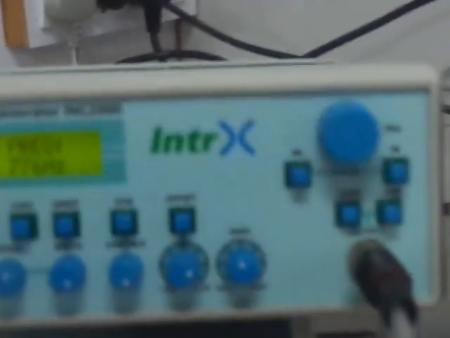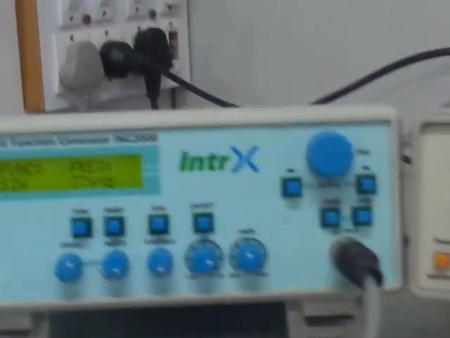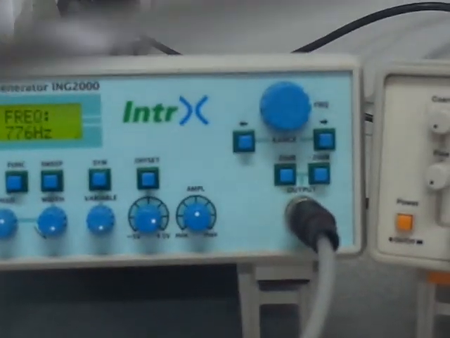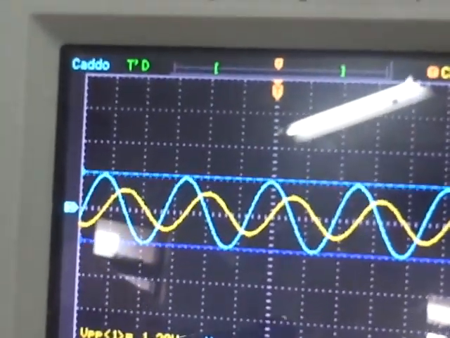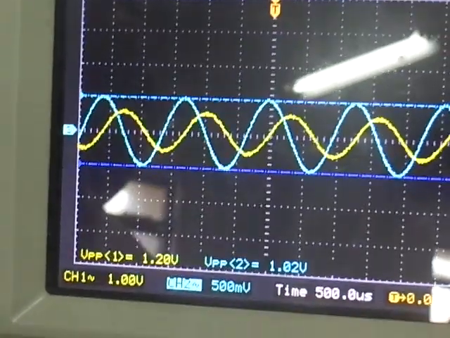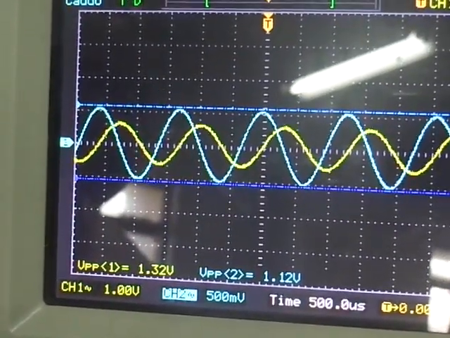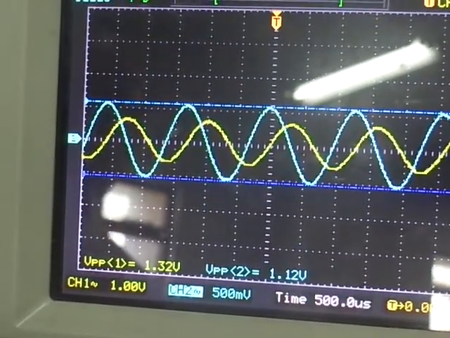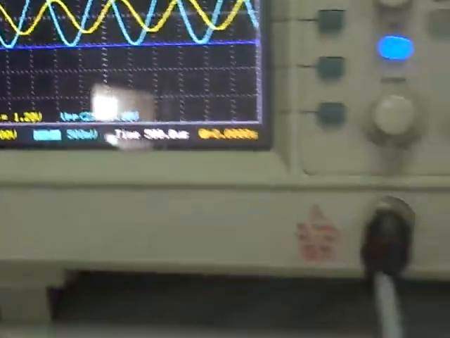The basic instrument which we are going to use is a function generator. Using the function generator we applied a 1 volt peak to peak sine wave input signal, which we can see on this DSO. If I vary the input magnitude, the output is also changing. We have connected the input signal to channel 2 and the output to channel 1.